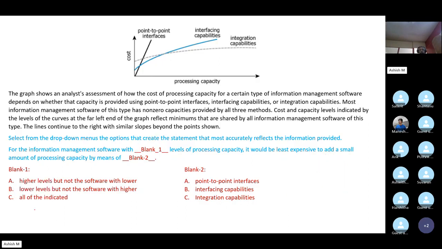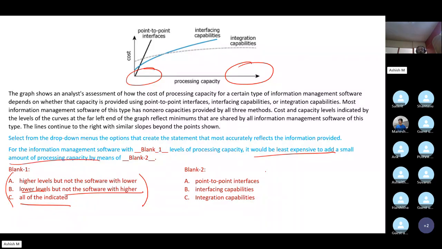All righty. So now what do you think, guys? We've covered all the basics here. So for the information management software with higher levels, but not the software with lower levels of processing capacity. All right. Now, this would be obviously higher level. This would be lower level. Correct? All right. Lower levels, but not with higher levels, or all of the indicated. It would be least expensive to add a small amount of processing capacity by means of which of the three options? I think A, and right, C. Okay, let's look at this.